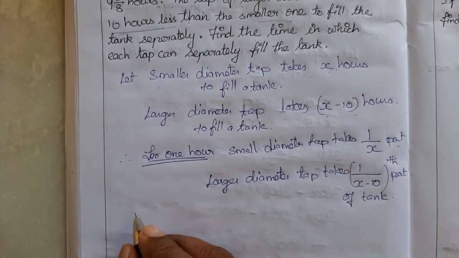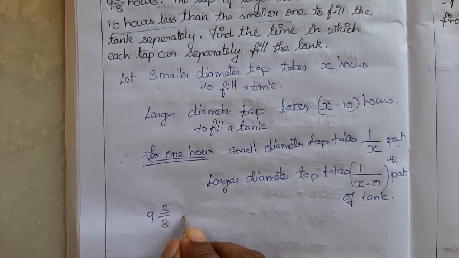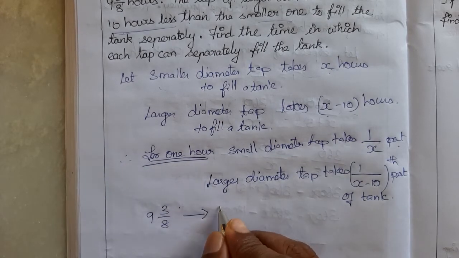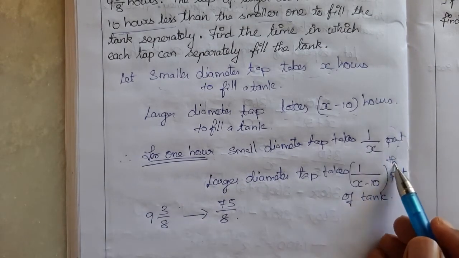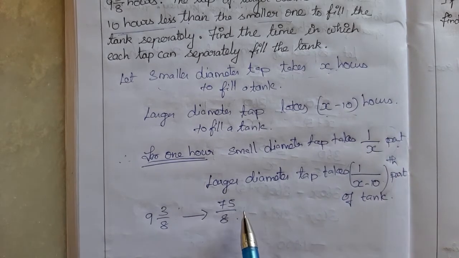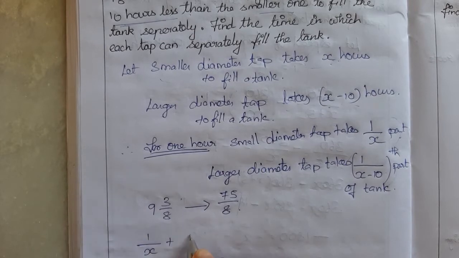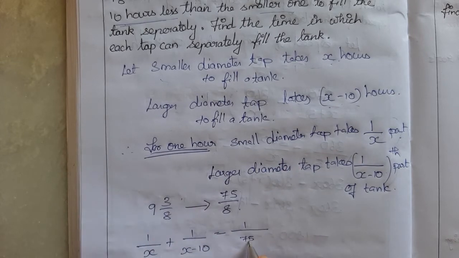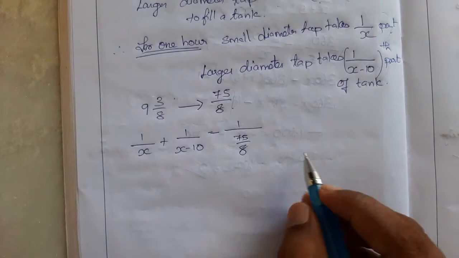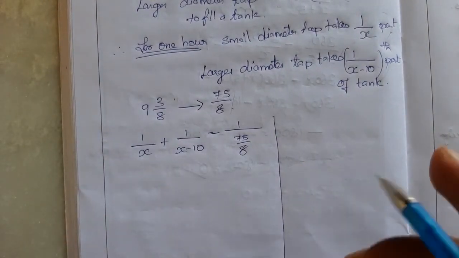That means let me change the mixed fraction. 9 3 by 8 can be changed to 75 by 8, right? So together 1 by x plus 1 by x minus 10 together can fill in 75 by 8 hours, right? So 1 by x plus 1 by x minus 10 is equal to 1 by 75 by 8. Clear? That's it. Now by solving we will obtain a quadratic equation.